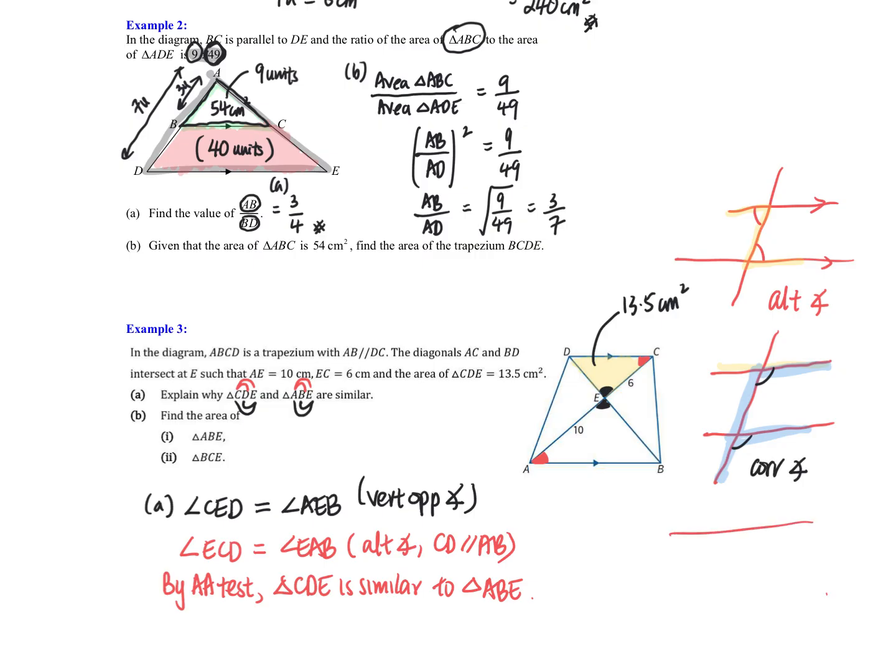Okay, 3 cases. When you see the letter Z is alternate, letter F is corresponding, and then letter C.